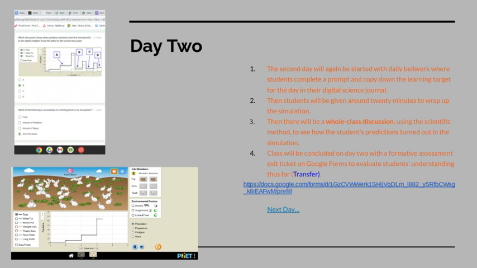Day two, once again, we'll start with bell work. That's every single day. They'll get back with their partner if they were working with a partner on the simulation. Then we will go into a whole class discussion once everyone is finished with the simulation. That whole class discussion is going to be imperative to making some formalizations about what's going on.